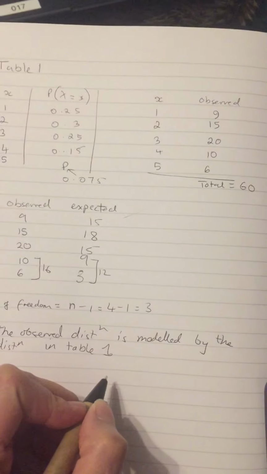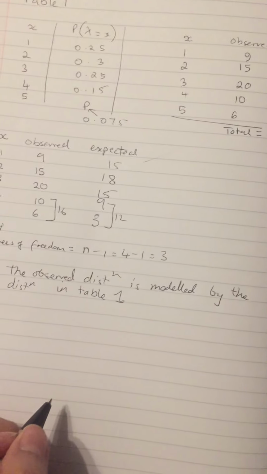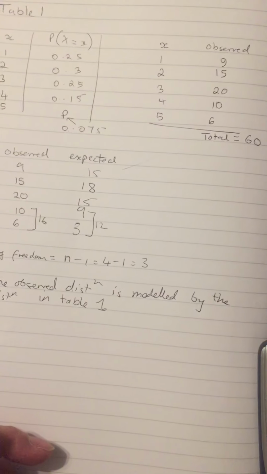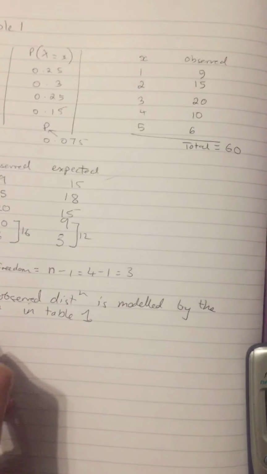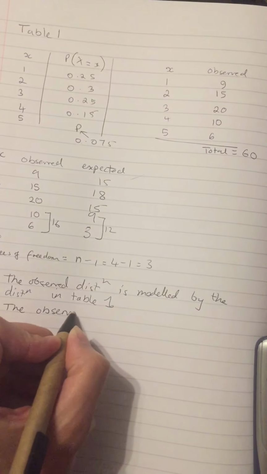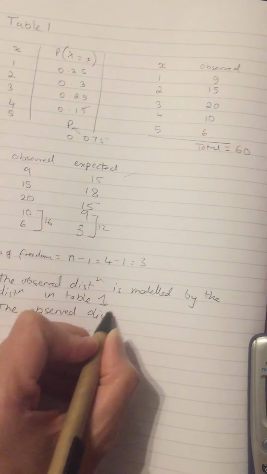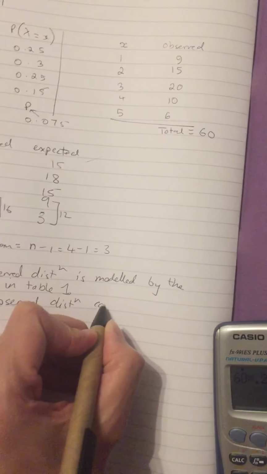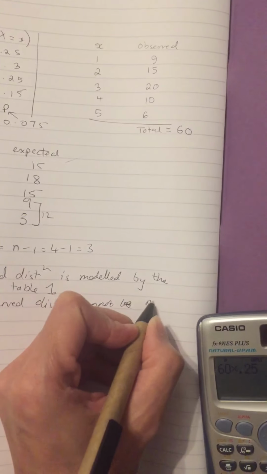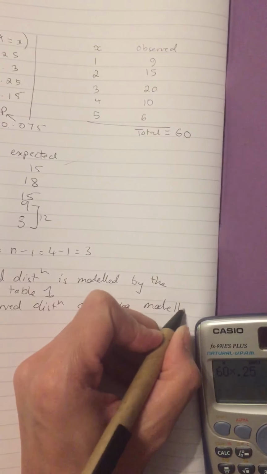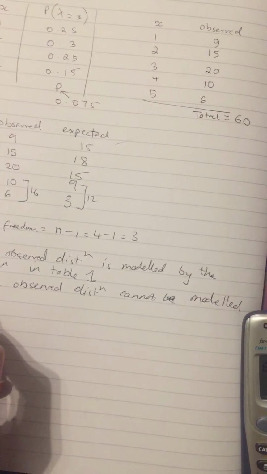Okay. And the alternative hypothesis is that the observed distribution cannot be modelled by table 1. So H1: the observed distribution cannot be modelled by table 1.